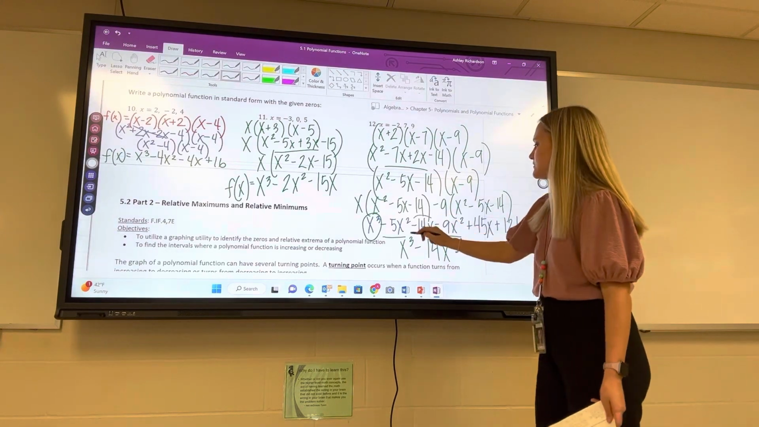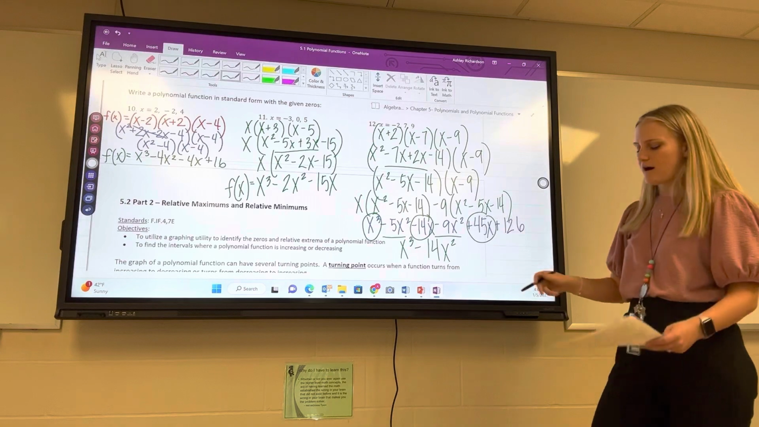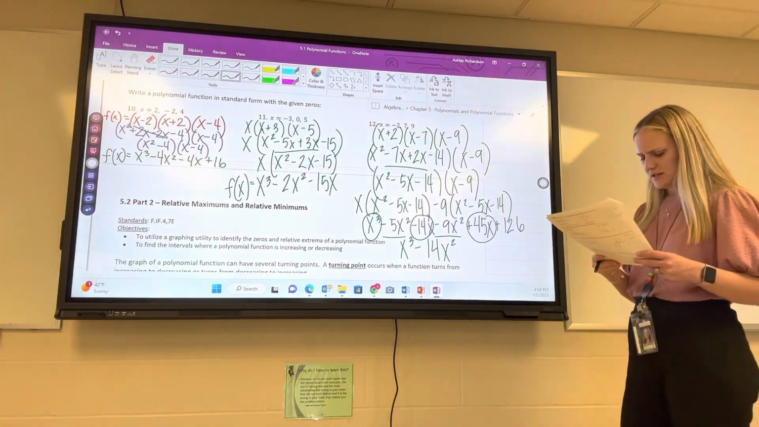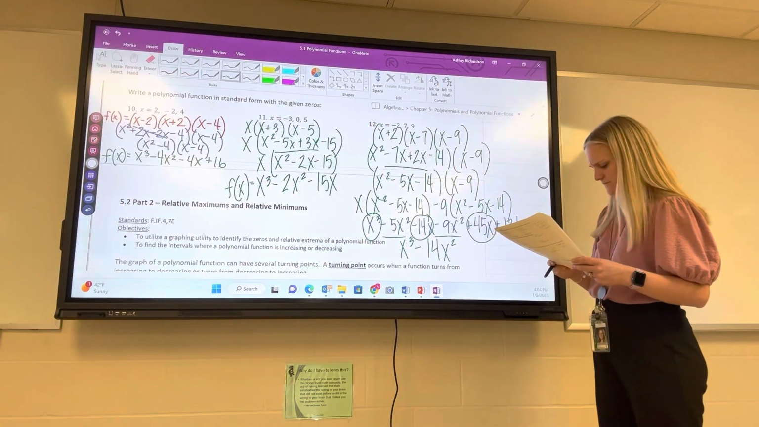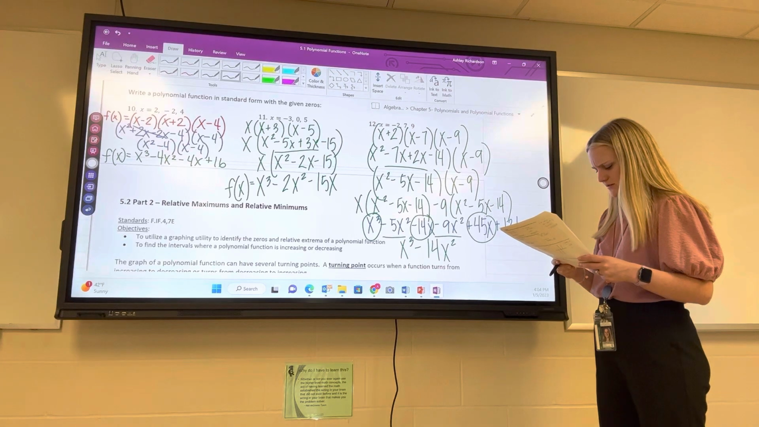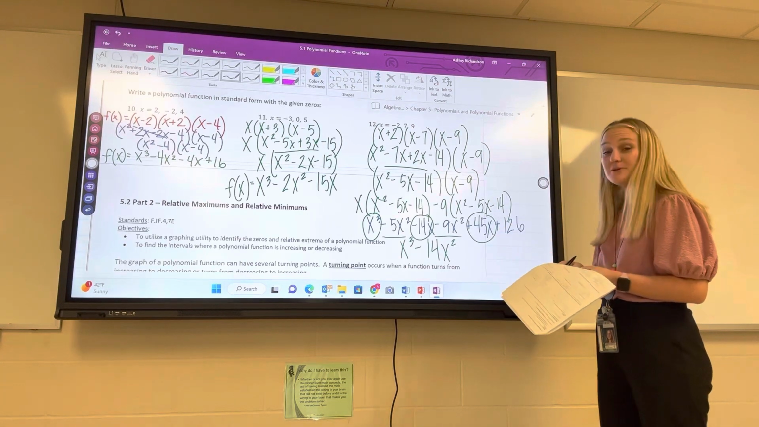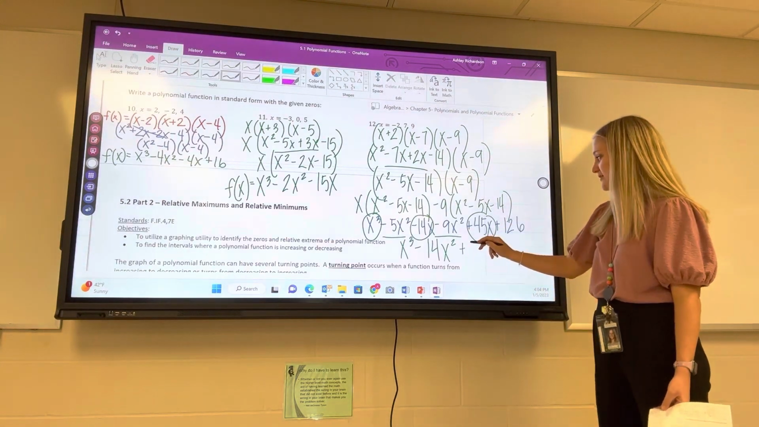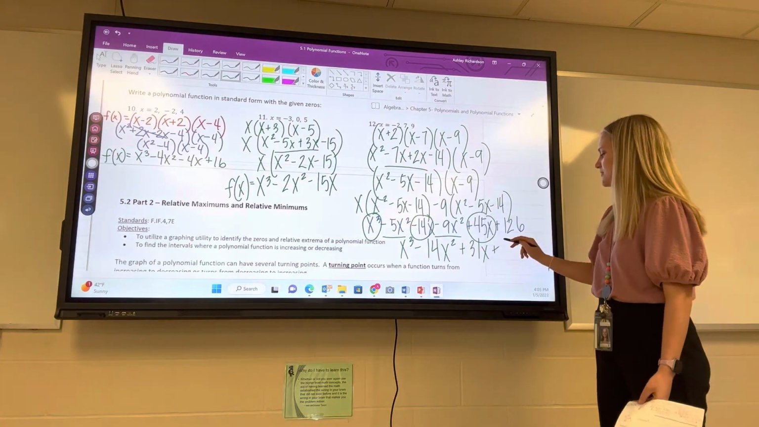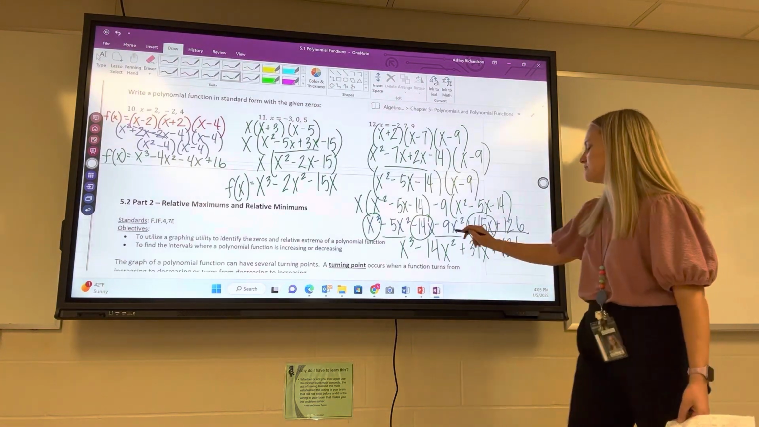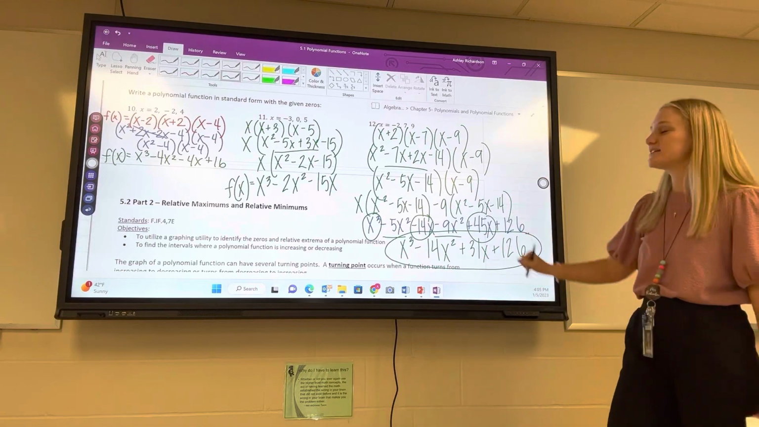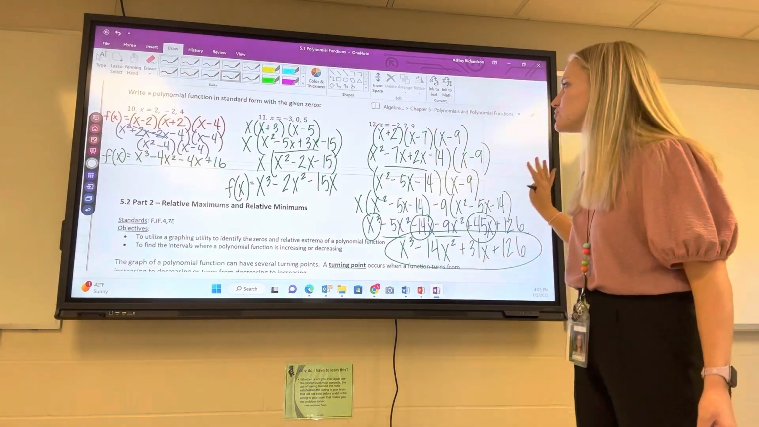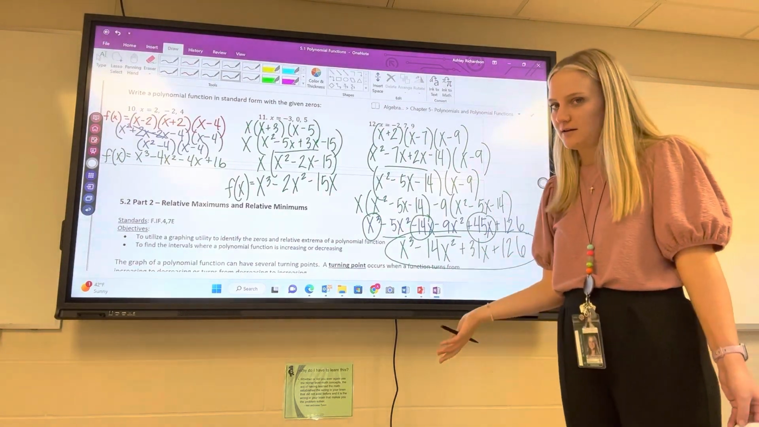And then negative 14x plus 45. Negative 14 plus 45 is 31. I know how to do that. So plus 31x and then plus 126 will be tagged onto the end. And that's the last of it. That was a lot of steps, but it's not super difficult and it's kind of fun.